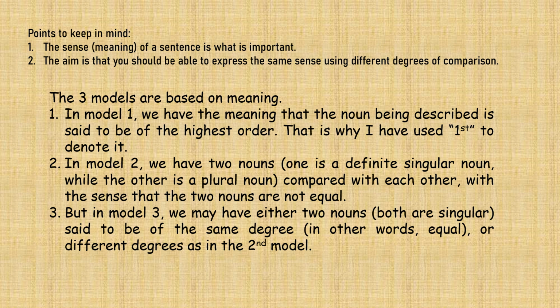In model 2, we have two nouns. One is a definite singular noun while the other is a plural noun, compared with each other with the sense that the two nouns are not equal. But in model 3, we may have two nouns, both singular, said to be of the same degree or of different degrees as in the second model.